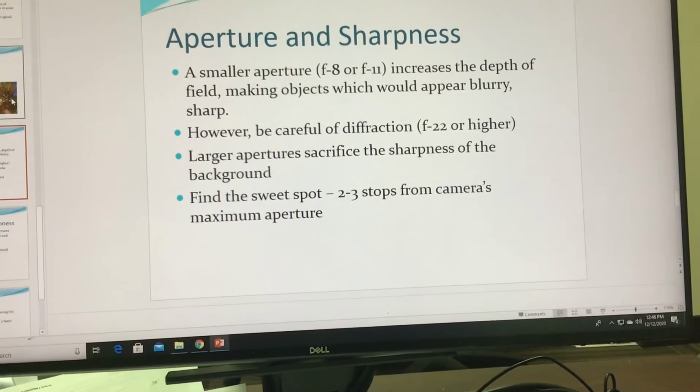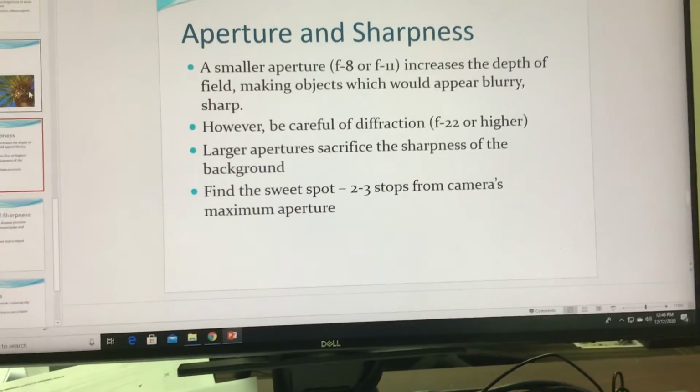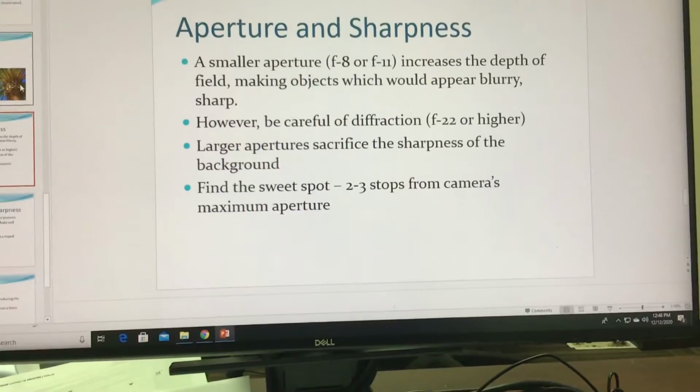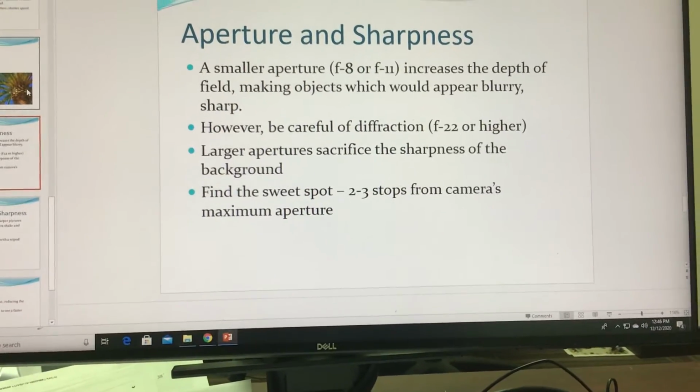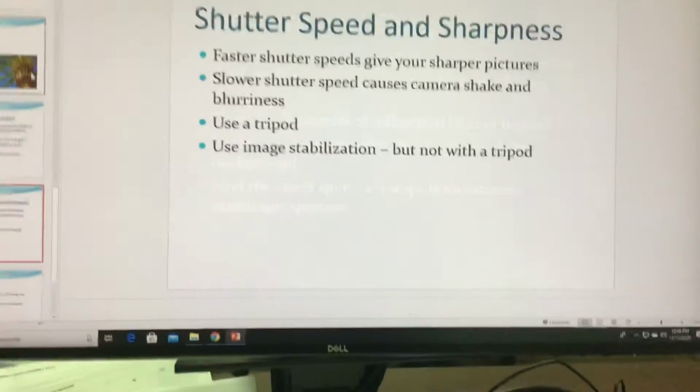A faster or slower shutter speed gives you a sharper shot? A faster shutter speed is going to give you a sharper shot because it's not going to make the camera shake.